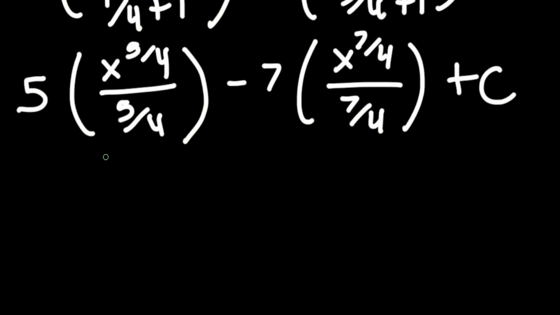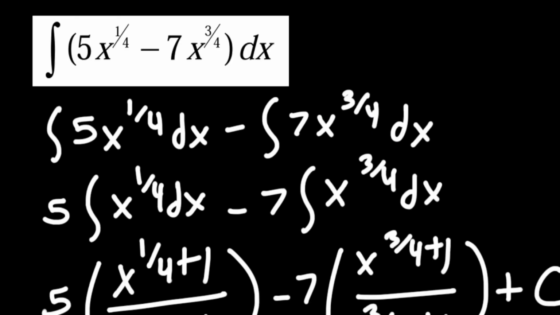And the next thing that we need to do is just to multiply 4 with the 5 as well as 4 here to 7, simply reciprocating this one and transferring it here. So 4 times 5 is 20, and we keep the denominator 5. Minus 4 times 7 is 28x raised to 7/4 over 7 plus c.